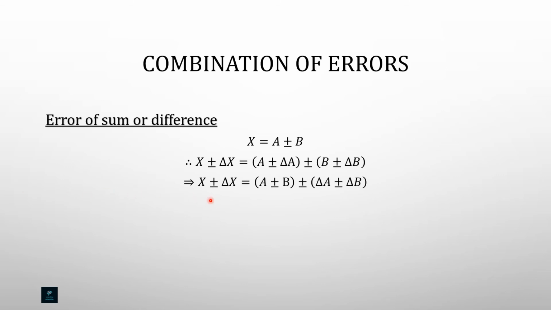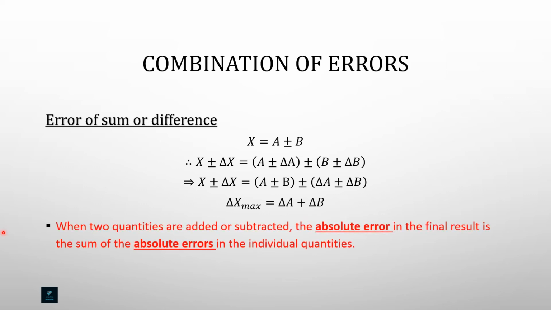This means x plus minus delta x is equal to A plus minus B, plus minus delta A plus minus delta B. Since A plus minus B is equal to x, we can cancel that out. So the error in x will be delta x equal to delta A plus minus delta B, and the maximum value of the error in x will be equal to delta A plus delta B. Therefore, when two quantities are added or subtracted, the absolute error in the final result is the sum of absolute errors in the individual quantities.